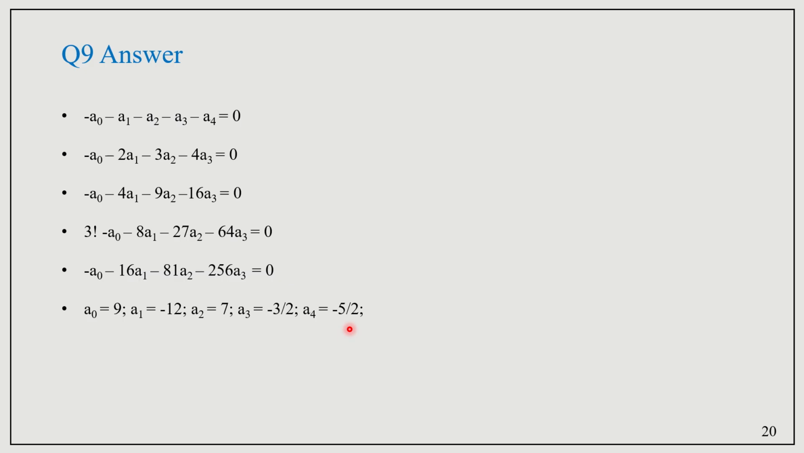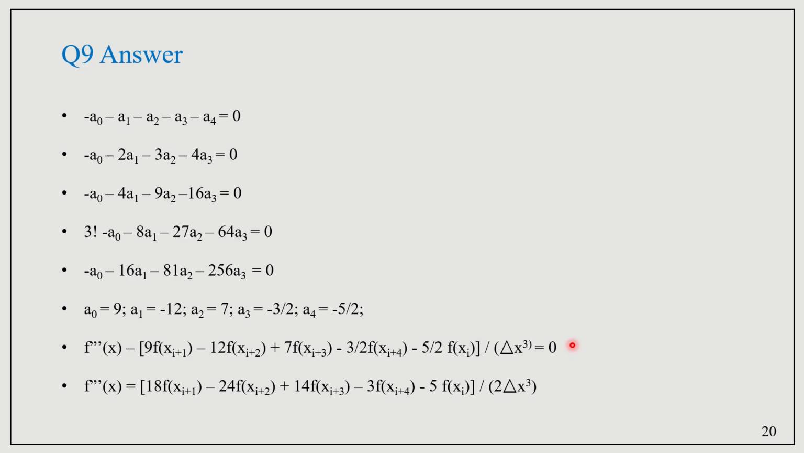So now we are substituting all the coefficient values back in the equation. So we have f triple dash of x minus, it is common, so it is a0 into f of x at i plus 1 minus, this is plus a1, so here it is minus 12 into f of x at i plus 2 plus 7 into f of x at i plus 3 (that is a2) plus a3 into f of x at i plus 4 plus a4 into f of x at i, divided by delta x cube, equal to 0. So in the equation it is f triple dash of x equal to, so we are taking the terms to the other side and we are taking the 2 in the denominator common. So this term becomes 18 and this term becomes 24, this term becomes 14, this term becomes 3 and this term becomes 5, because we are taking 2 as common in the denominator.